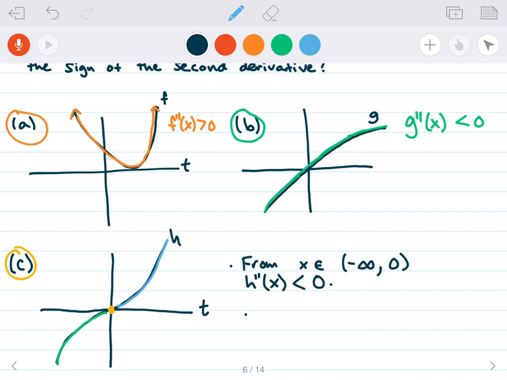On the other hand, and maybe we should use better grammar and say when. So on the other hand, when x is in the interval 0 to positive infinity, our second derivative is going to be positive because that thing's concave up. All right, so part C was the only one where we had different signs of the second derivative for different portions of the graph.